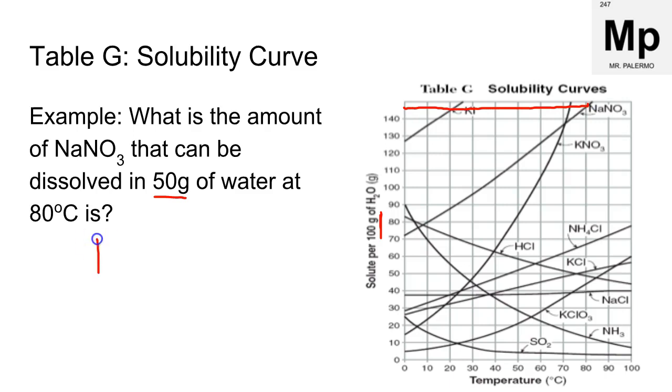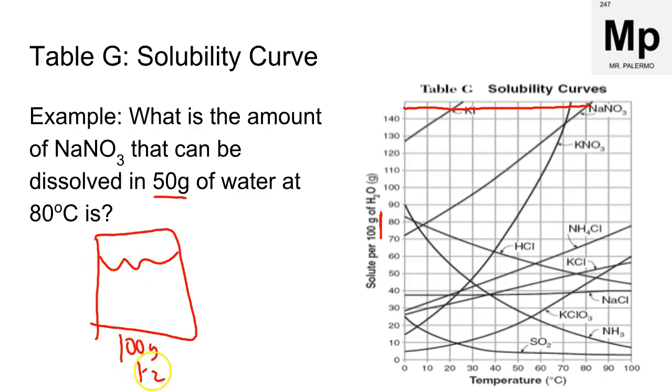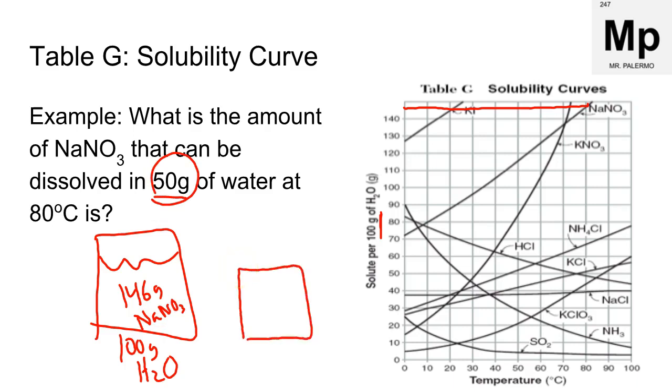So in 100 grams of water, I could dissolve 146 grams of NaNO3. So now, if I want to use 50 grams of water, that's half the amount of solvent. If you have half the amount of solvent, I have half the amount of space to dissolve in. I can only dissolve half the amount of solute. So 146 divided by 2 gives me 73 grams. So I can only dissolve 73 grams.